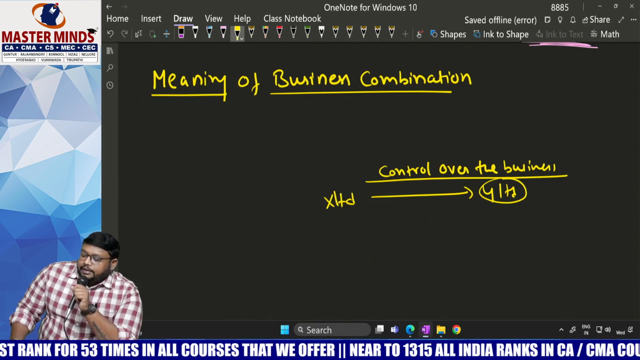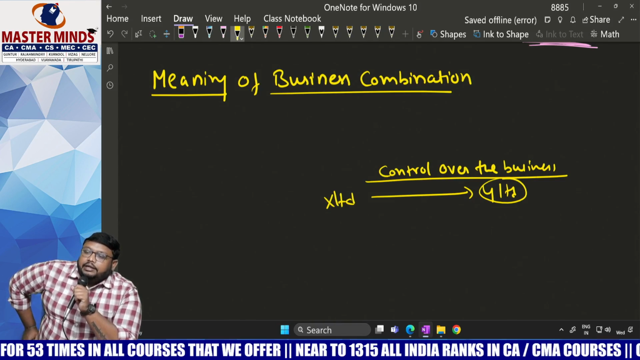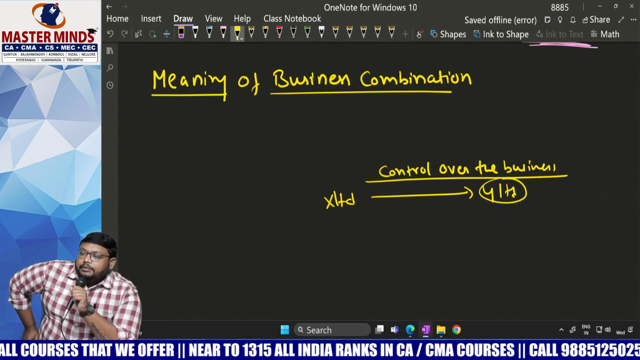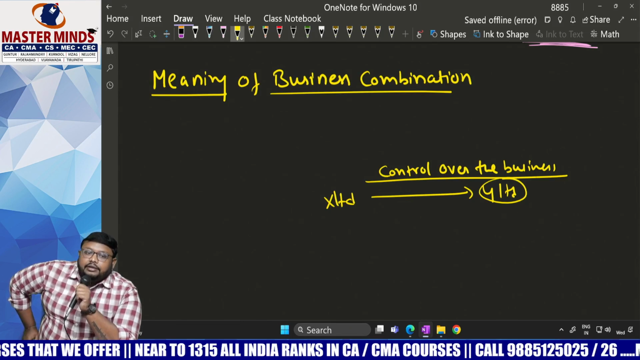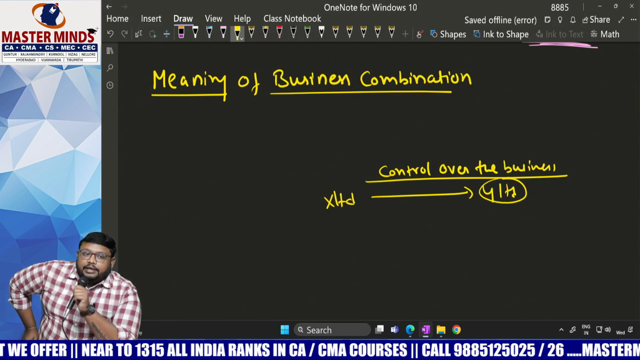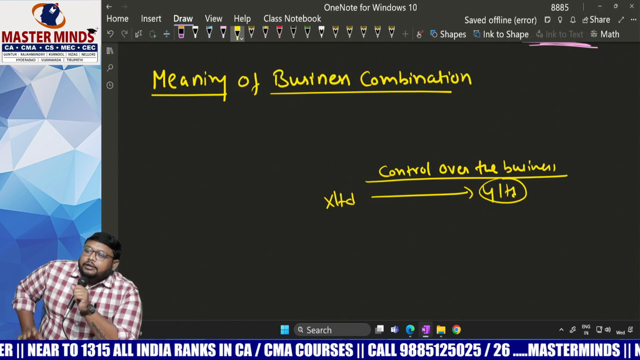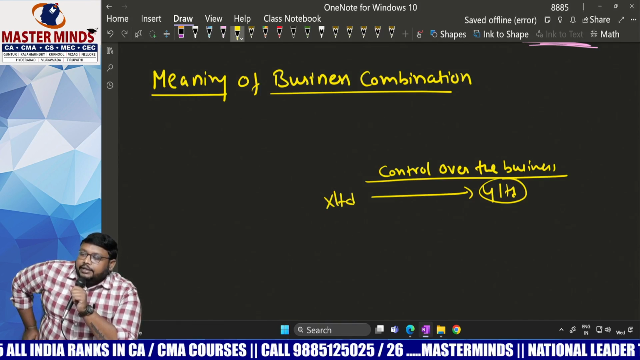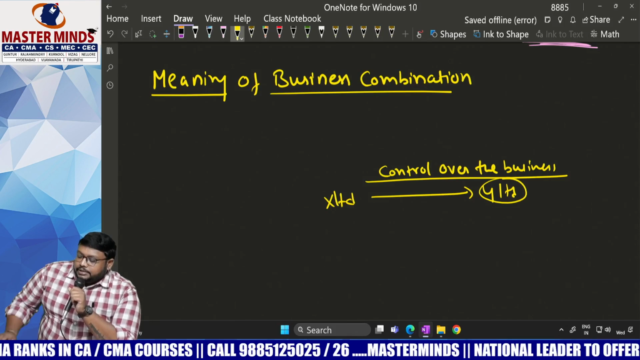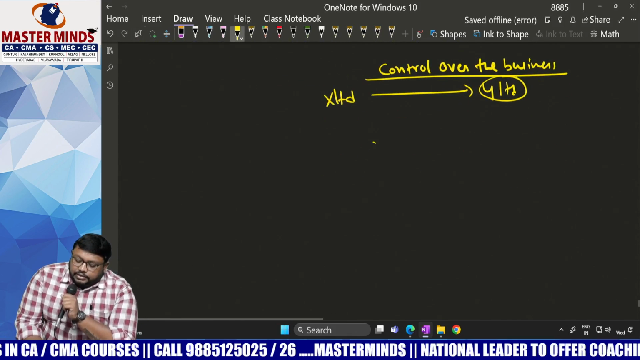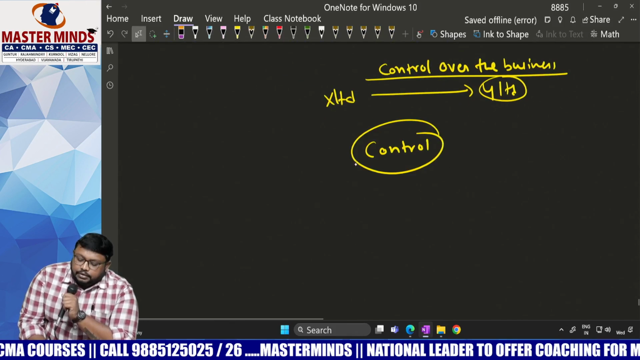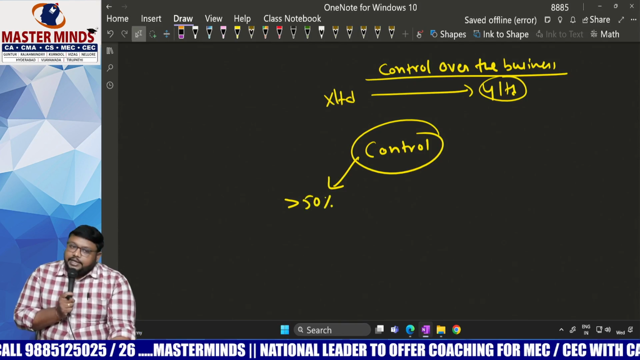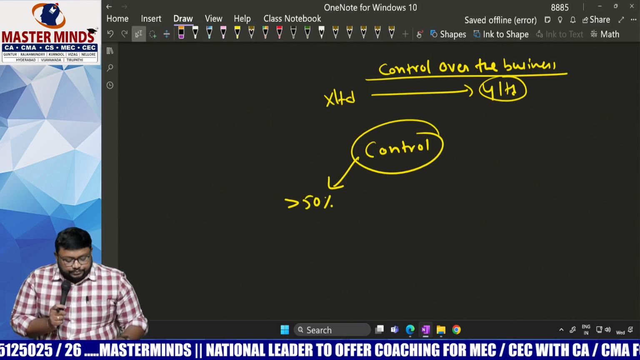Again, control we will get when an acquirer has the power to appoint the board of directors, that means the composition and constitution of the board of directors. When they have the capacity to appoint the board of directors, then again the control will occur. First possibility, more than 50% of stakes: automatically you will get the control.